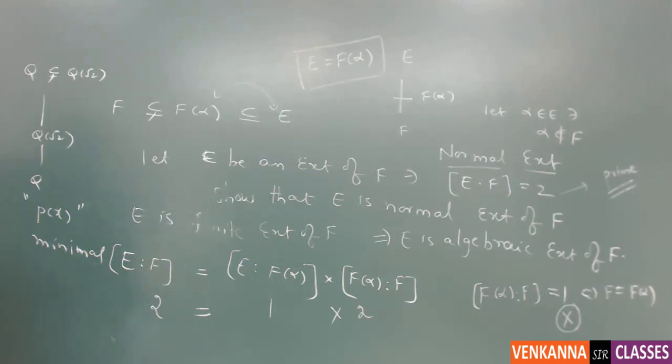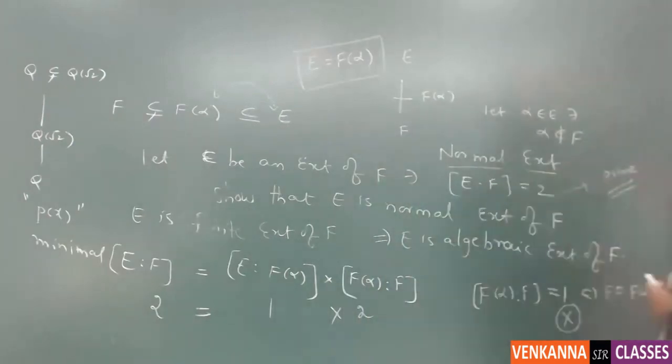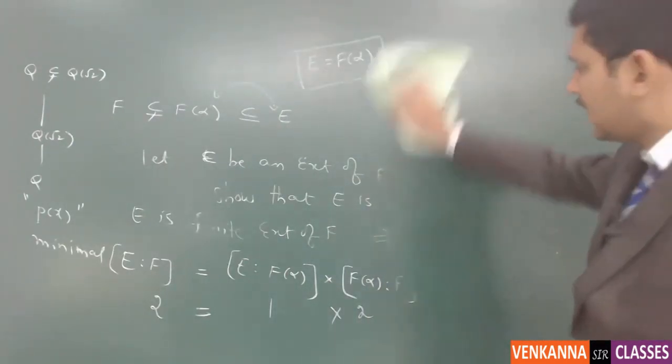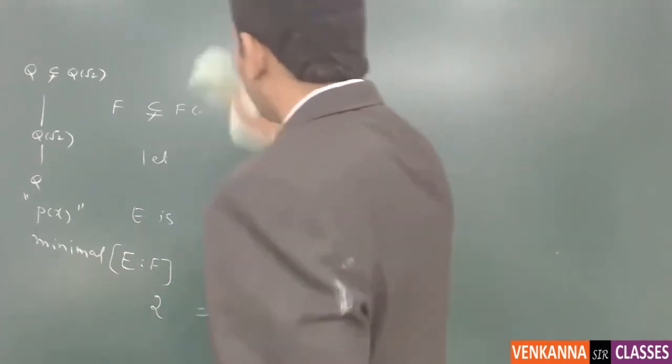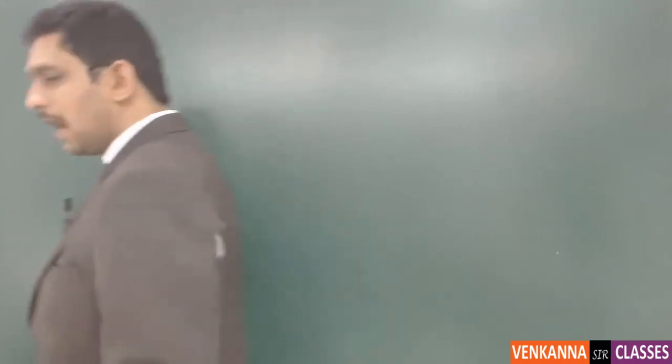Right. Now, I want to discuss some small things. In the previous class, we have learned about algebraically closed fields, right? I have given the definition also. Can you recollect the definition once from your side?